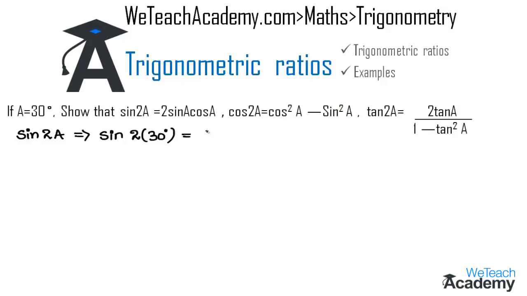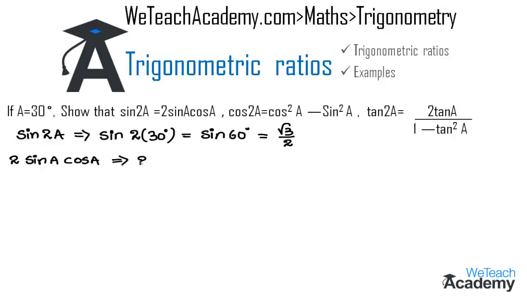So that implies we get sine 60 degrees. Here the value of sine 60 is equal to root 3 by 2. So this is the value for sine 2a. Now let us consider the RHS side, that is 2 sine a cos a.